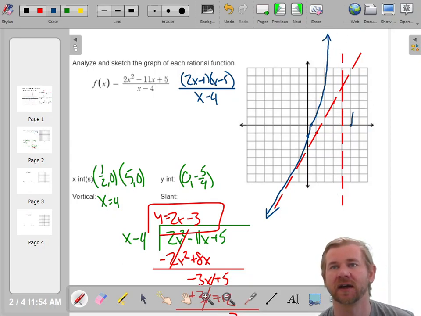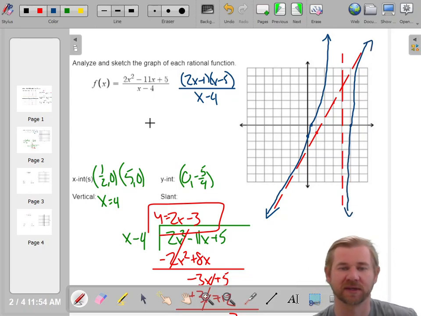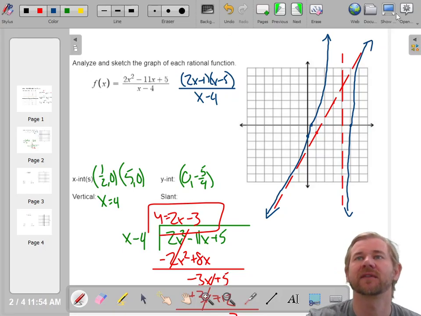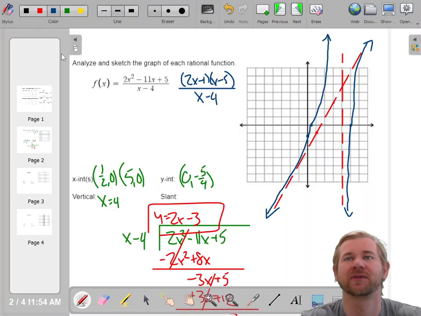And then same thing on this side, up to the slant and down along the vertical asymptote. That wasn't my best effort, but looks okay. Did I have that graphed? I do have that graphed right here. Okay, so that's the function. See, it doesn't look great here either.